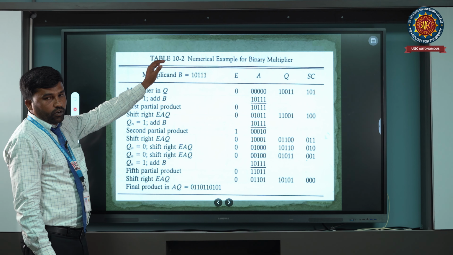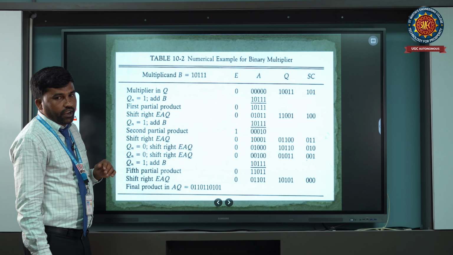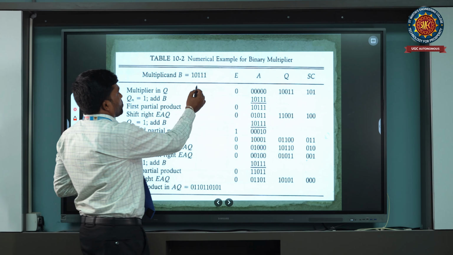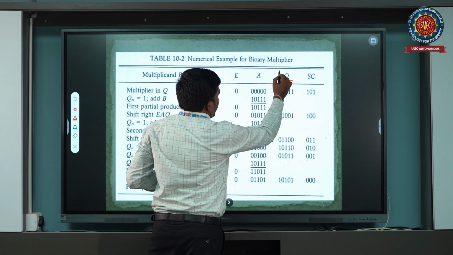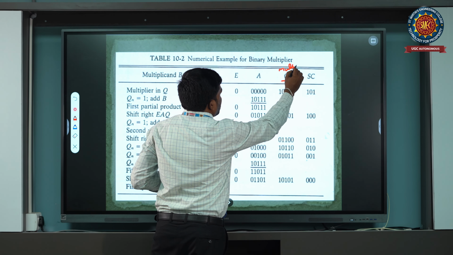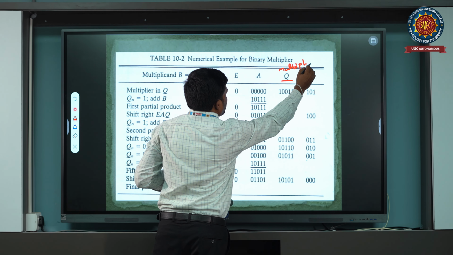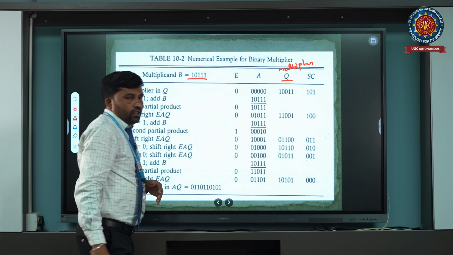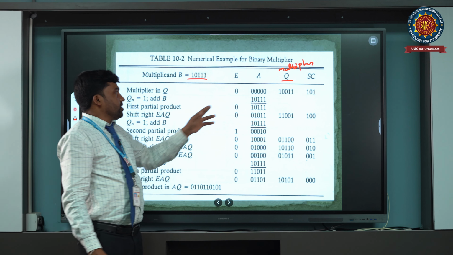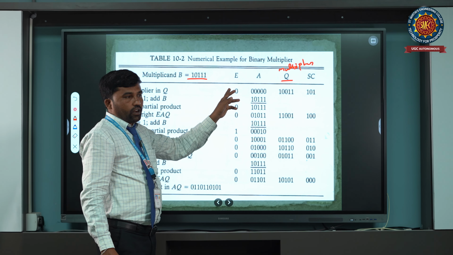Here we are taking two numbers, 23 and 19. 23 is stored in the B register. 19 is the multiplier, and the multiplier is stored in the Q register. As we already said, A is always 0 at the initial stage, and E is also always 0.